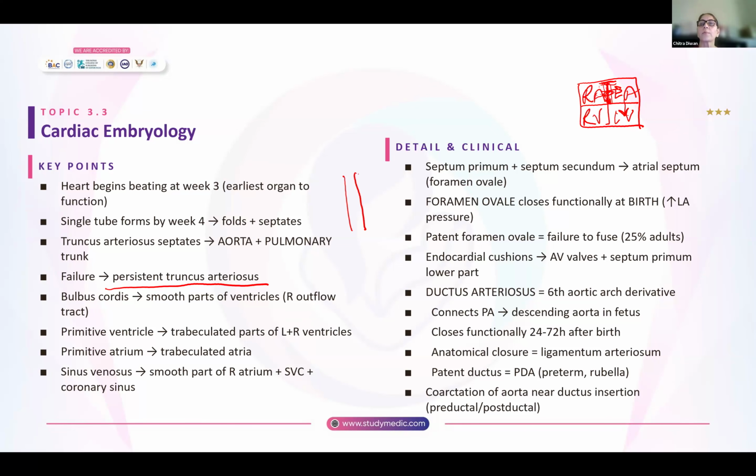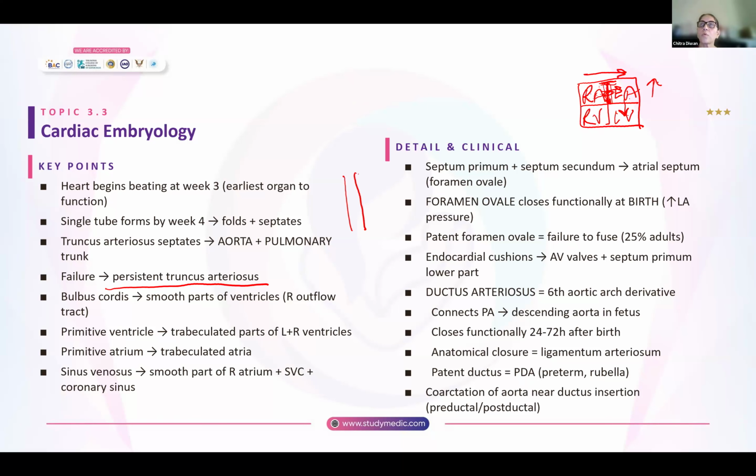Now, the flow of blood, remember, in the fetal heart, it is basically from right to left. Okay, so blood goes from the right side to the left side. This foramen ovale, functional closure occurs at birth. So once the baby takes the first breath, what happens is pressures in the right side of the heart fall, and pressures in the left side of the heart increase.